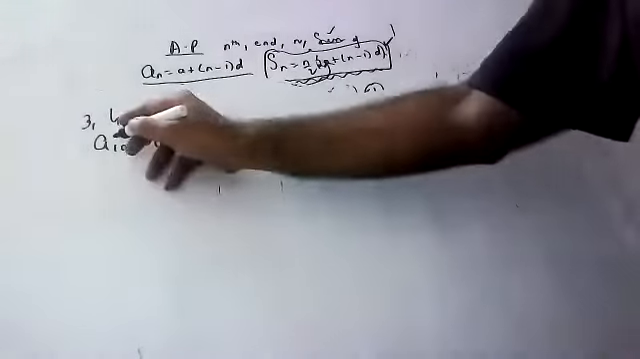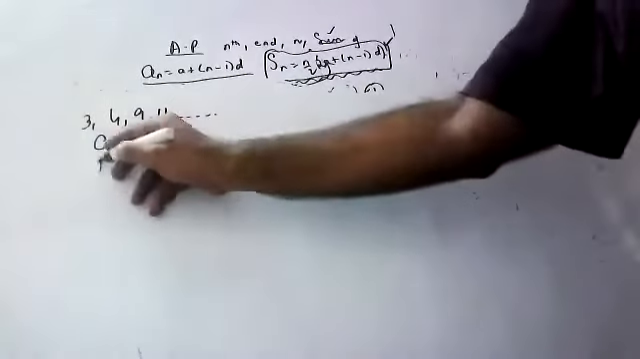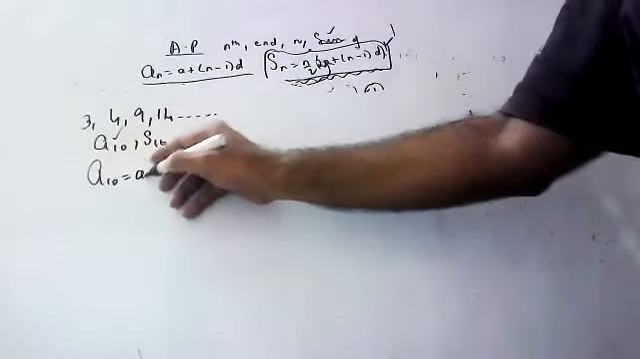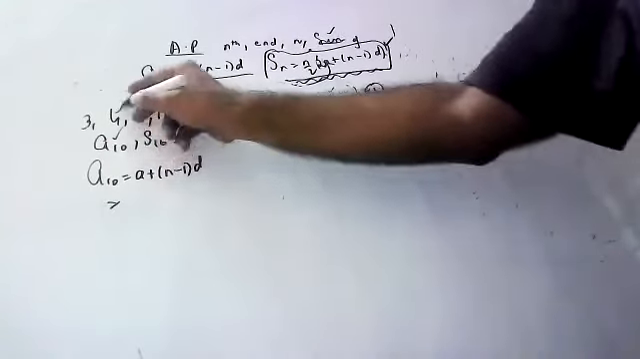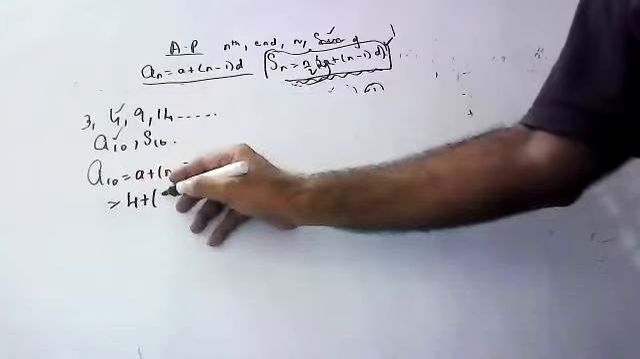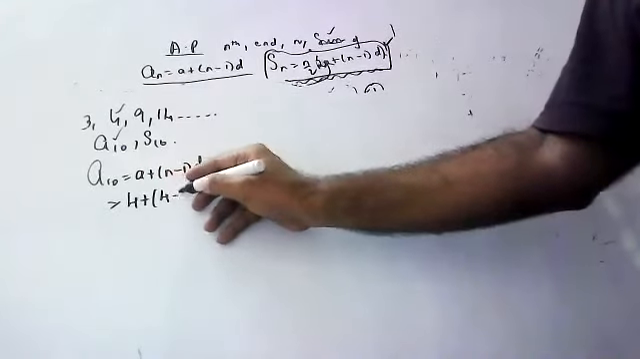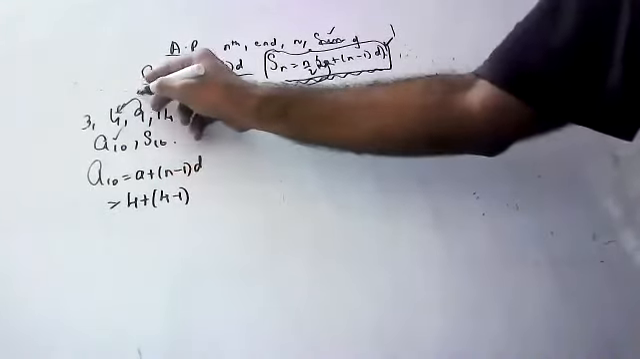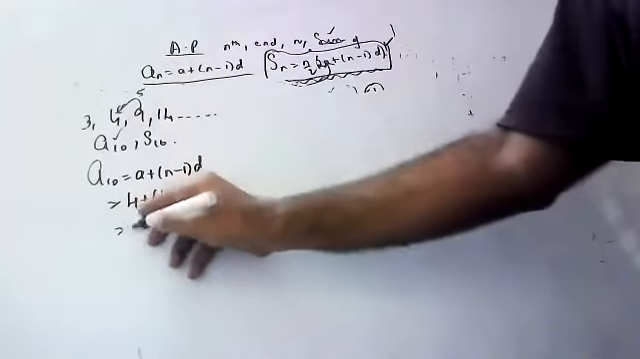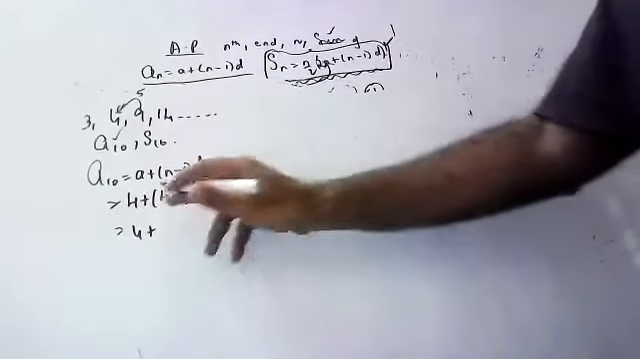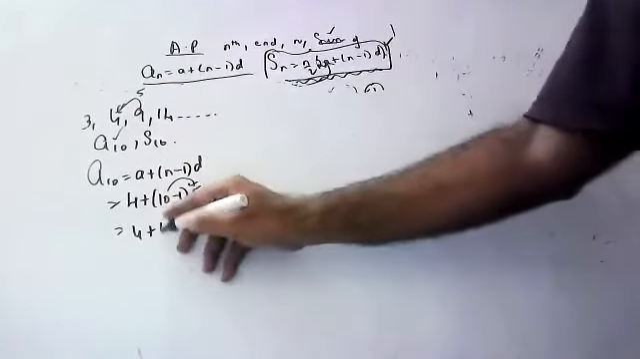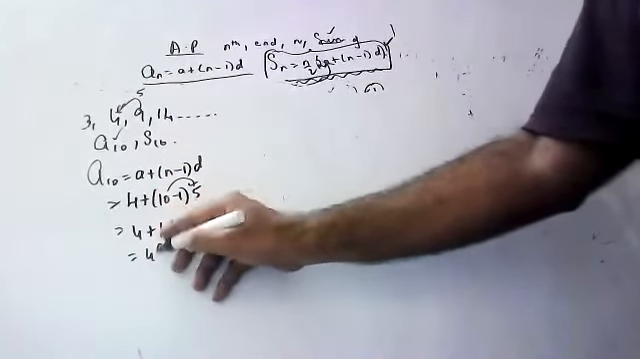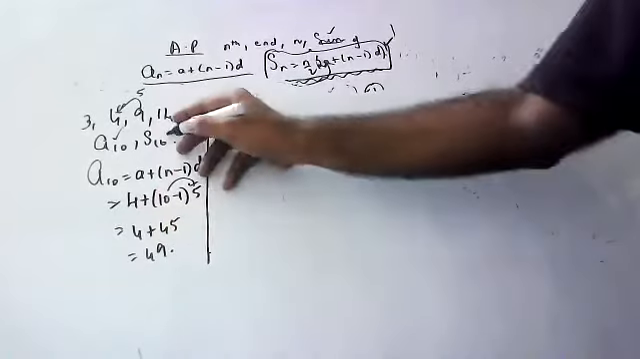Okay, children. So we'll start one by one. Sahasra, you tell A10. A10 is equal to a plus n minus 1 into d. So 4 plus 10 minus 1 into 5. 9 5s are 45. 45 plus 4 is 49. So 49.